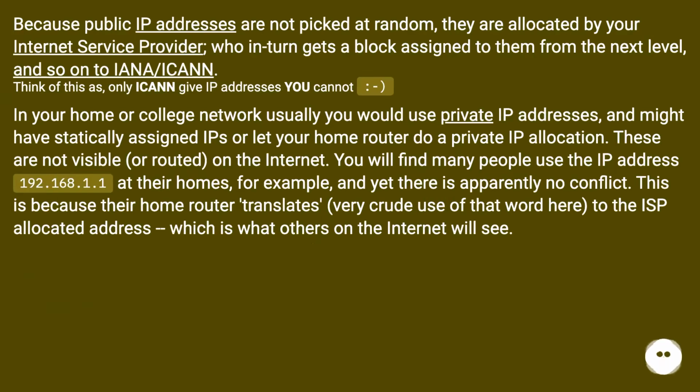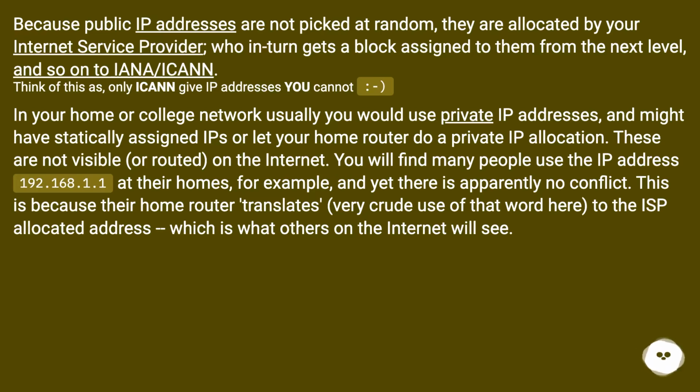In your home or college network, usually you would use private IP addresses, and might have statically assigned IPs, or let your home router do a private IP allocation. These are not visible or routed on the internet. You will find many people use the IP address 192.168.1.1 at their homes, for example, and yet there is apparently no conflict.